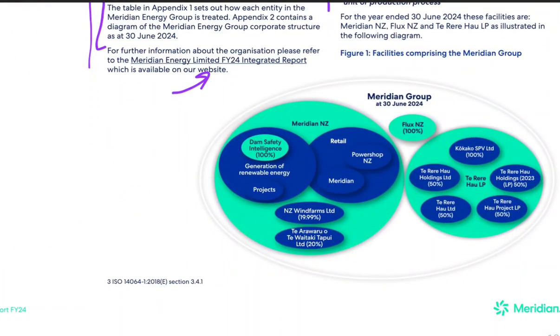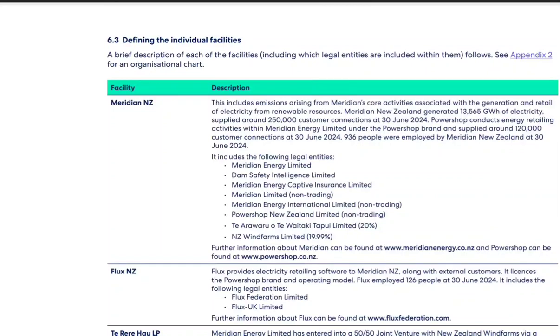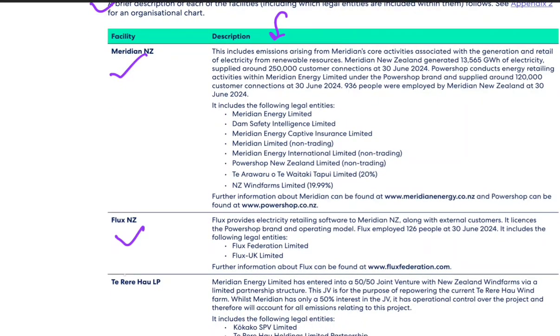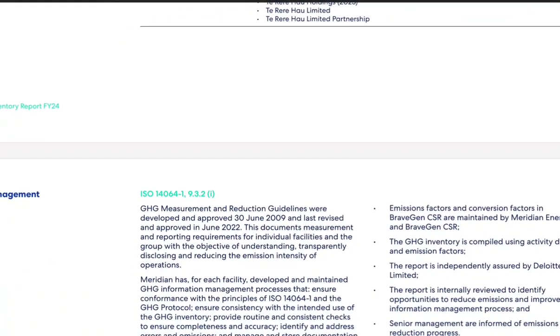So this is the group as of 30th June 2024. You can see the information about the group and subsidiaries. Then defining the individual facilities, Meridian company, then the description of the legal entities, then the subsidiaries, and you see the legal entities associated with this. This is clearly stated, and information about the company's details is also given here. So I said the report has been wonderfully drafted and prepared.